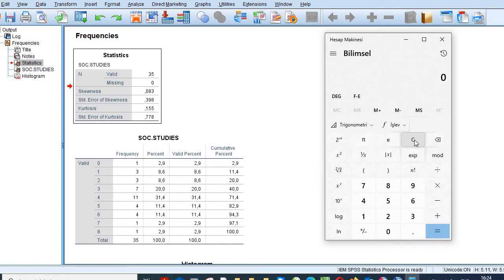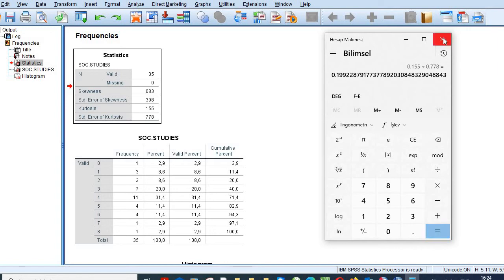Now, let us perform almost the same thing for Kurtosis. This time, what is the Kurtosis value? 0.155, which should be divided by 0.778. Okay, what do we get? 0.19. Okay, very nice. This is for Kurtosis.